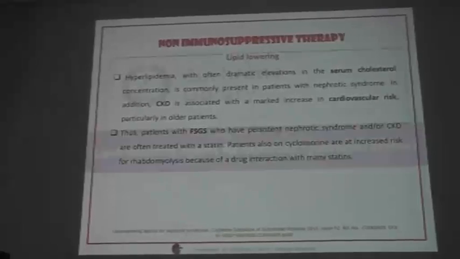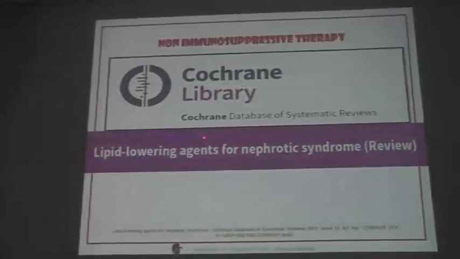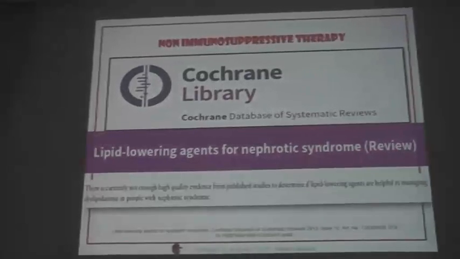And this data, a systematic review from the Cochrane Library, studied lipid-lowering agents for nephrotic syndrome, and it showed that there is not enough high-quality evidence to say that lipid lowering may have an impact in management or slowing the progression of focal segmental glomerulosclerosis, like other nephrotic syndromes.